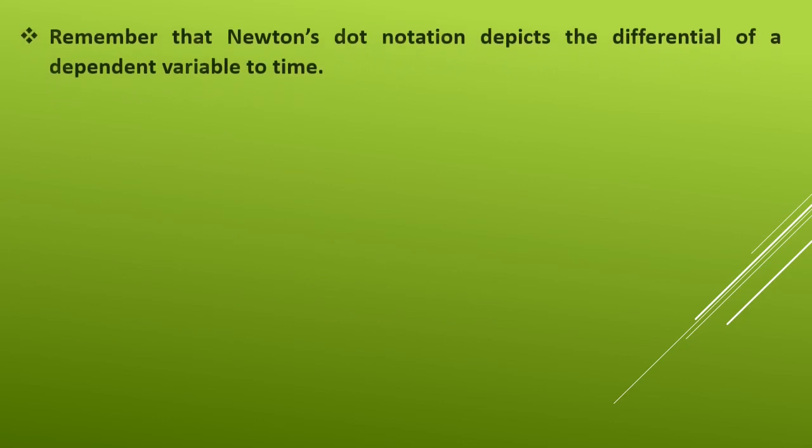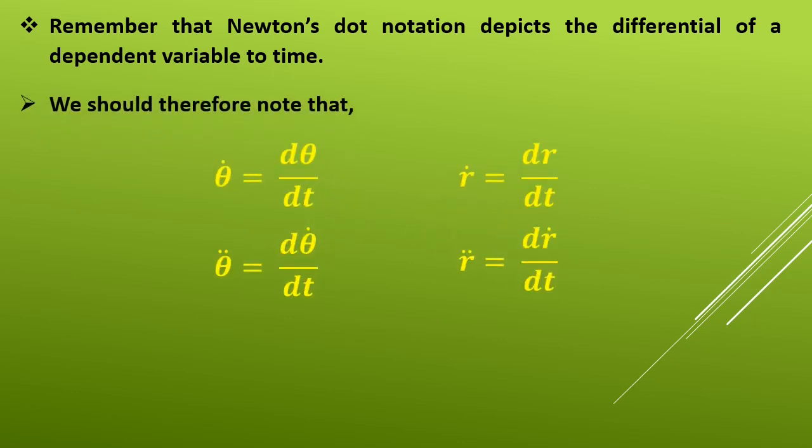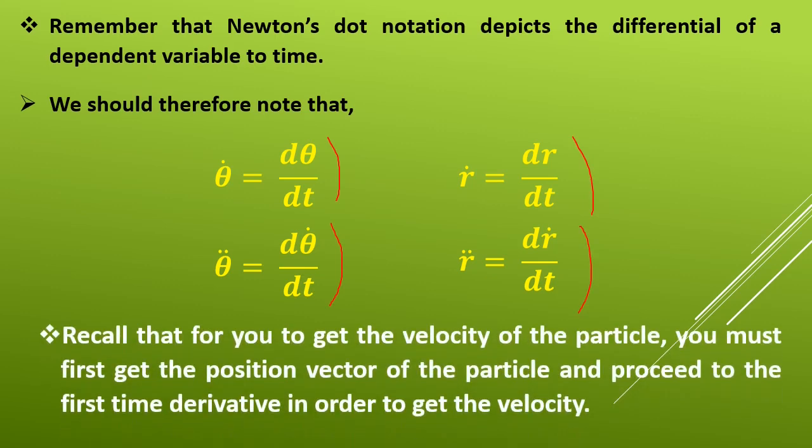So now let us remember that Newton's dot notation depicts the differential of a dependent variable with respect to time. We should therefore know that theta dot equals d theta dt and theta double dot equals d theta dot dt. Also, r dot equals dr dt and r double dot equals dr dot dt. Recall that for you to get the velocity of a particle, you must first of all get the position vector of the particle and proceed to the first time derivative in order to get the velocity.